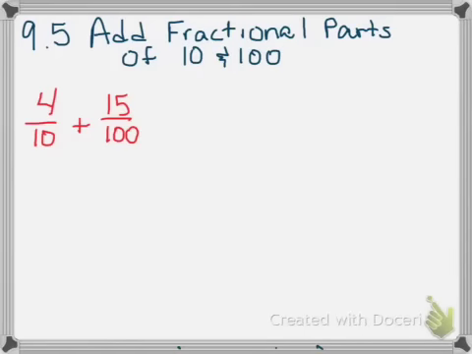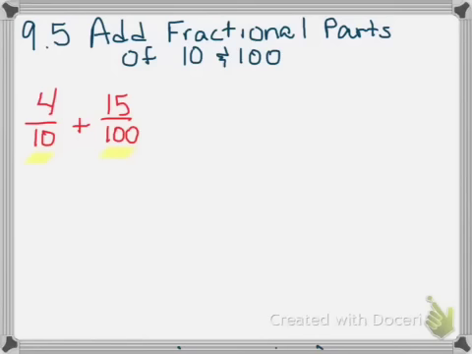I'm going to talk today about 9.5, which is add fractional parts of 110. And this is basically adding unlike denominators. So we're learning, this is the beginning step for students to learn how to add fractions with unlike denominators. And it's also a good skill for learning how to find equivalent fractions and remind ourselves how to find equivalent fractions. So basically, what we're going to be talking about today is two things.